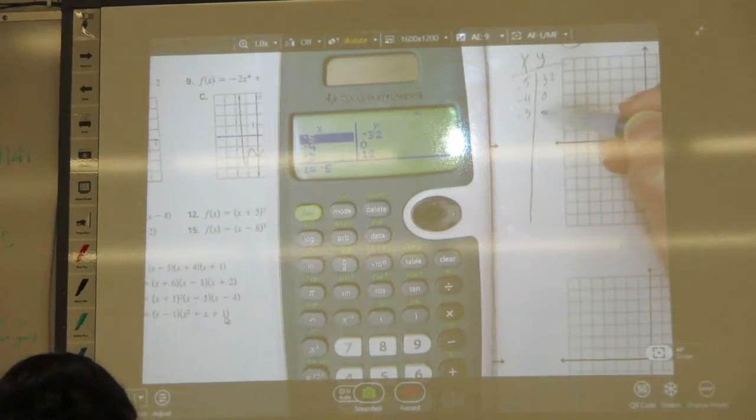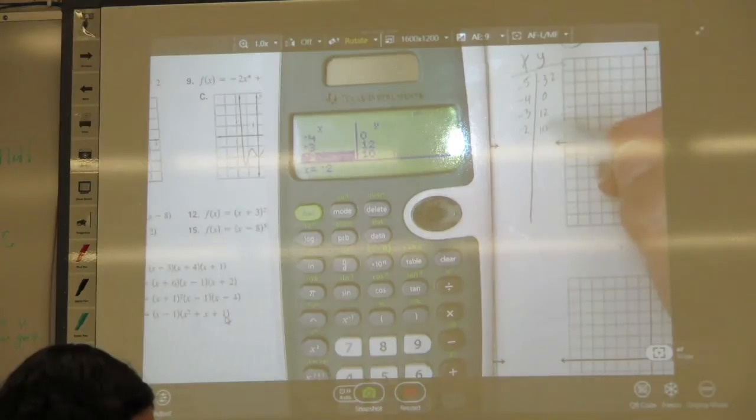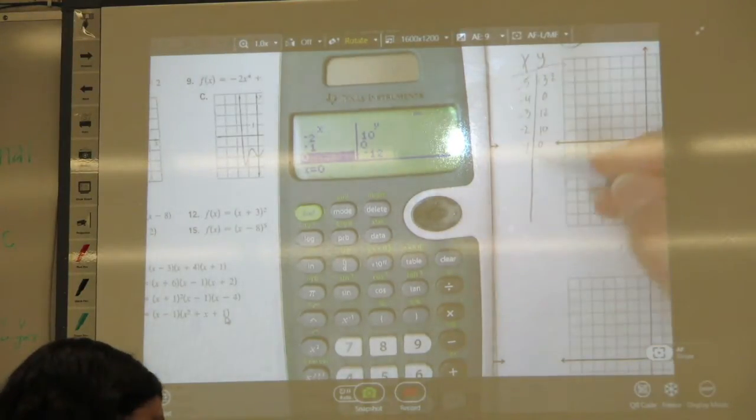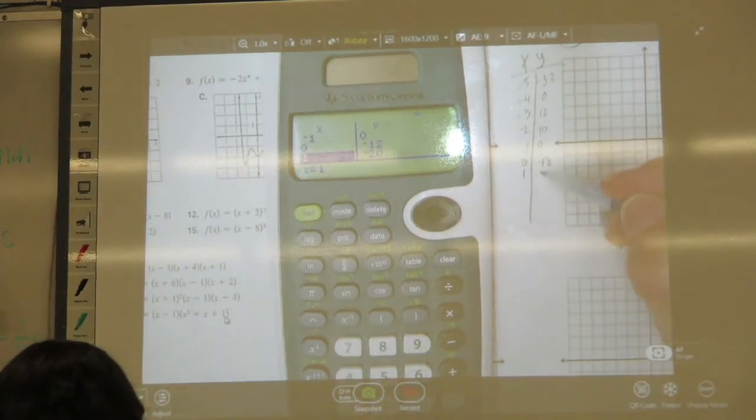1, negative 20. What? Wait, 1 into negative 20? Yeah, no, I'm not confused about 2. I said, you're going to have to scale the graph.